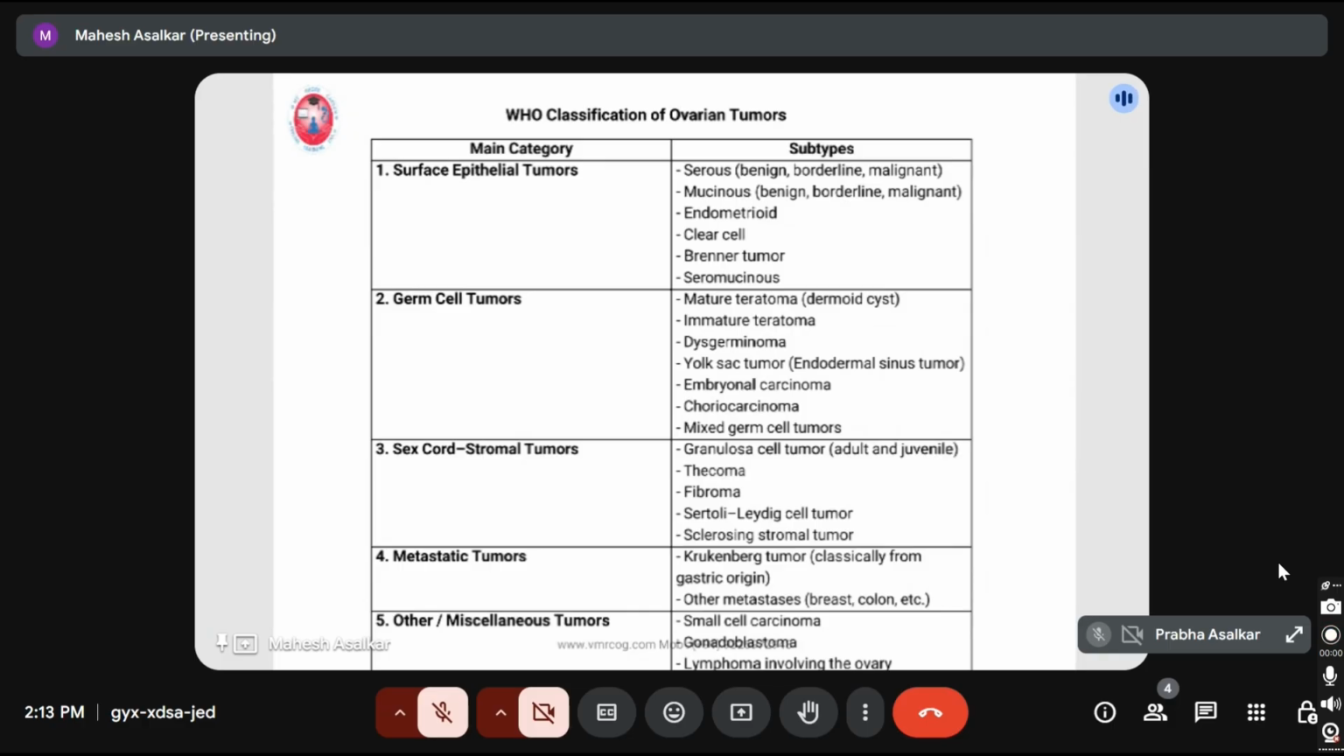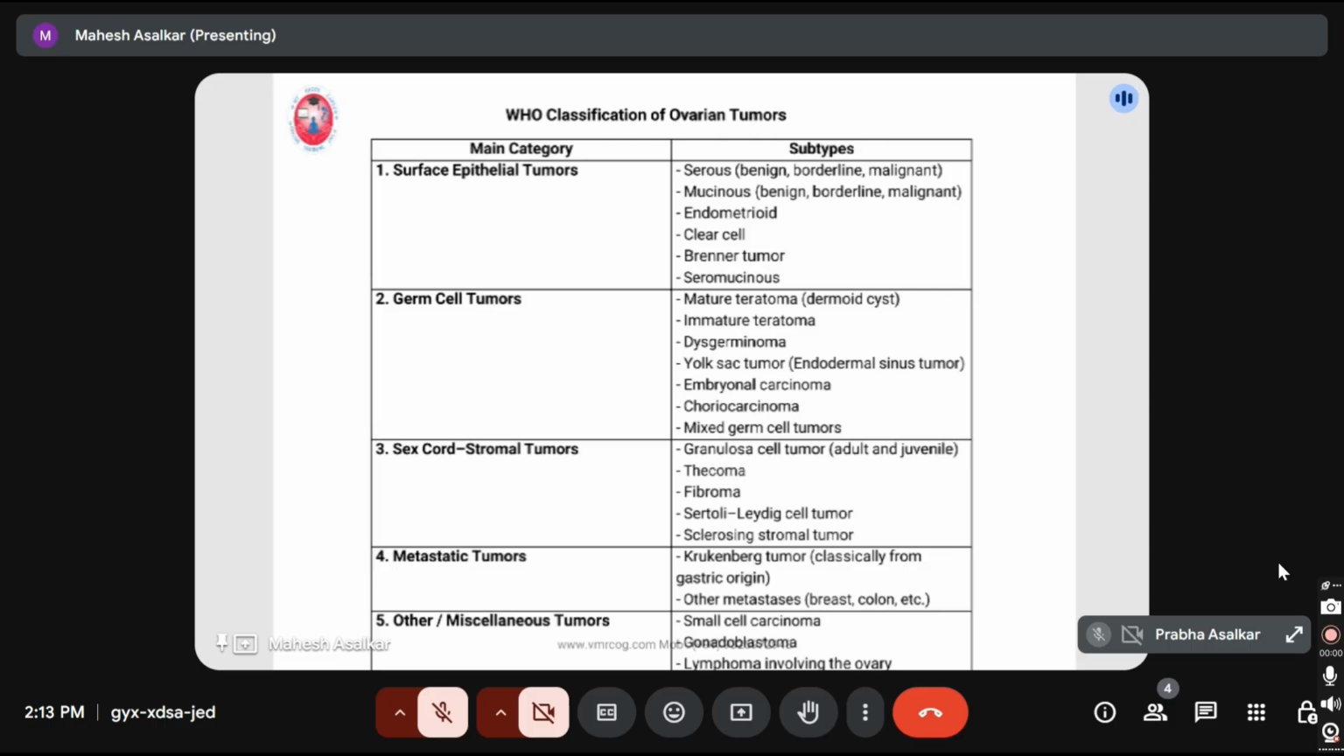but 3 categories are very important. The category 1 is surface epithelial tumor, second category is germ cell tumor, and third is sex cord stromal tumors. So these are the 3 main categories which are important. The fourth one is metastatic tumors, that is the origin is somewhere else and the secondaries are deposited to the ovary. In that, the Krukenberg's is a very famous tumor, classically it comes from gastric origin. And there are some miscellaneous tumors also. So these are the categories of the WHO classification of ovarian tumors.